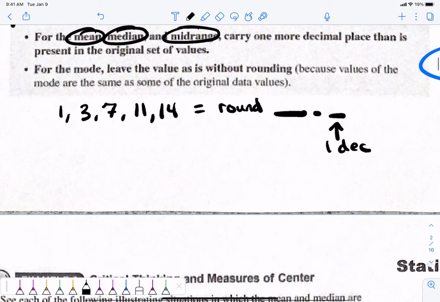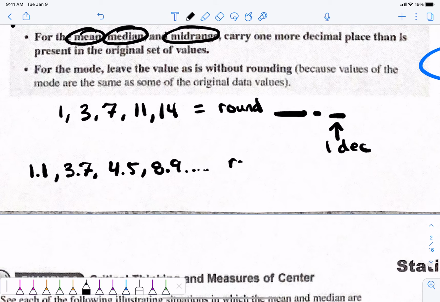If we have decimals like 1.1 and 3.7 and 4.5 and 8.9, we would round to two decimal places. Does that make sense? Because these each have one decimal place. So we're going to round to 2 decimal places when we find the average, right? That's the rounding rules, okay?